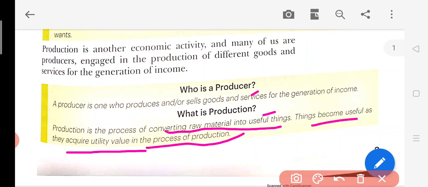If you think about cotton, it cannot be worn; it can be used for some other purposes, like if somebody has got hurt. But still, the form of that thing should be changed. When you add some value, then it is called production.